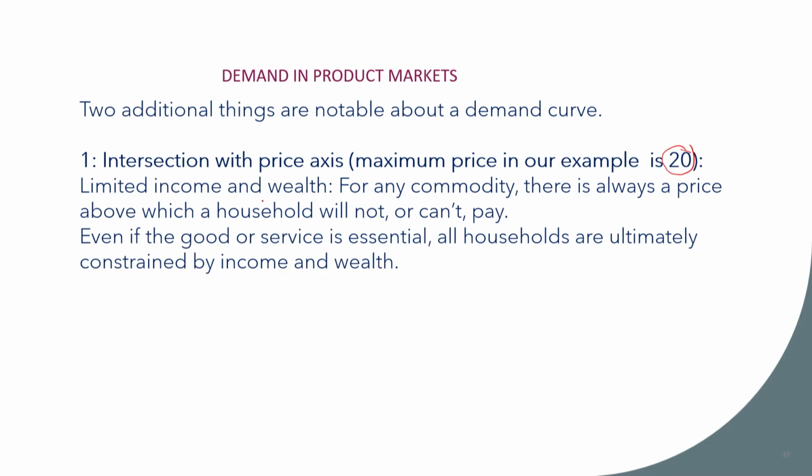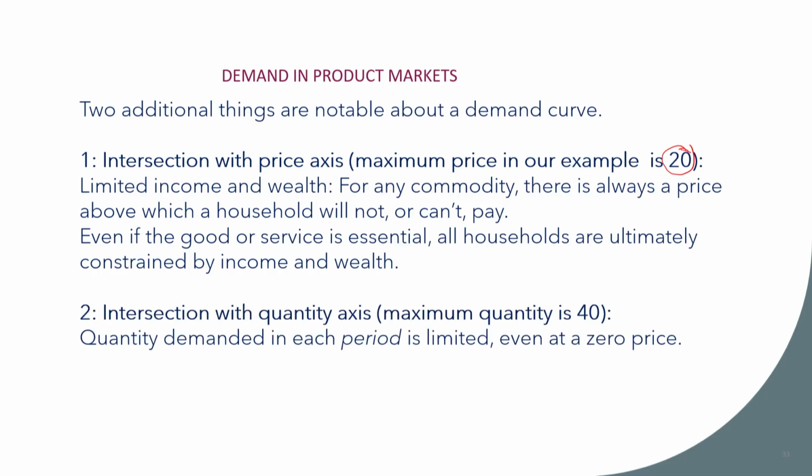Because of limited income and wealth, as well as their own marginal valuation, they think that the maximum willingness to pay is 20. When the price is 21, they demand only 0. So that is their maximum willingness to pay. For any commodity, there is always a price above which a household will not and cannot pay. Even if the good or service is essential, all households are ultimately constrained by income and wealth.